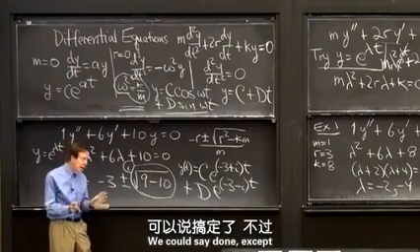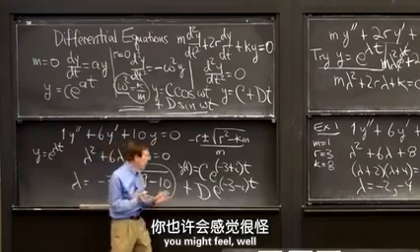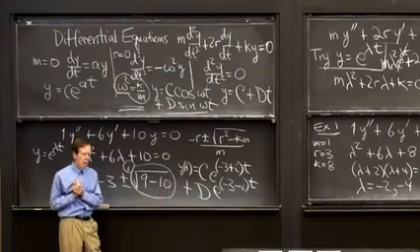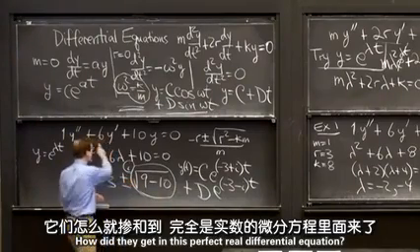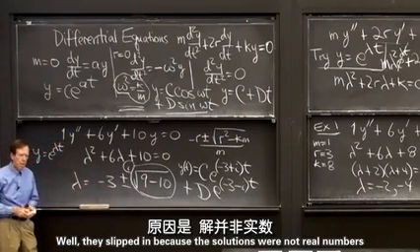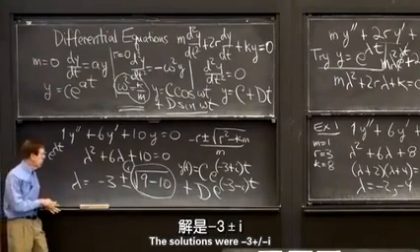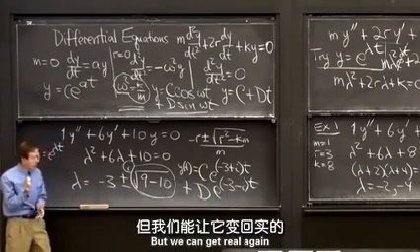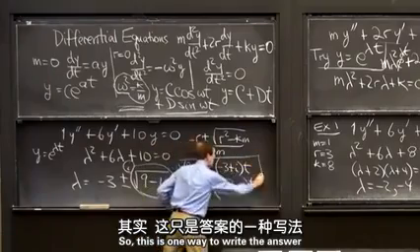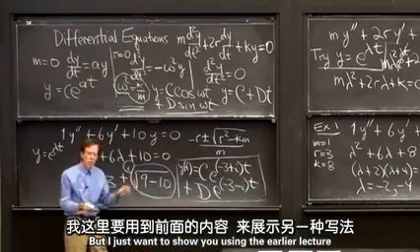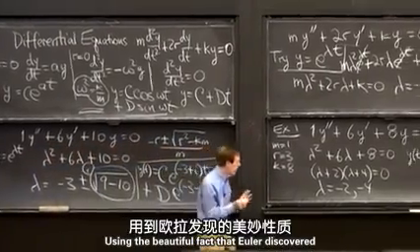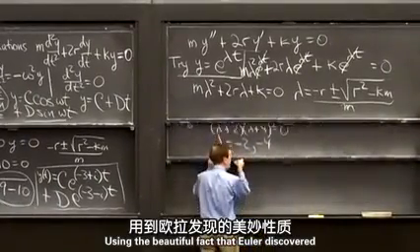We could say done, except you might feel, well, what are we going to do with these imaginary numbers here? How did they get in this perfectly real differential equation? Well, they slipped in because the solutions were not real numbers. The solutions were minus 3 plus or minus i. But we can get real again. So this is one way to write the answer, but I just want to show you, using an earlier lecture, the beautiful fact that Euler discovered.